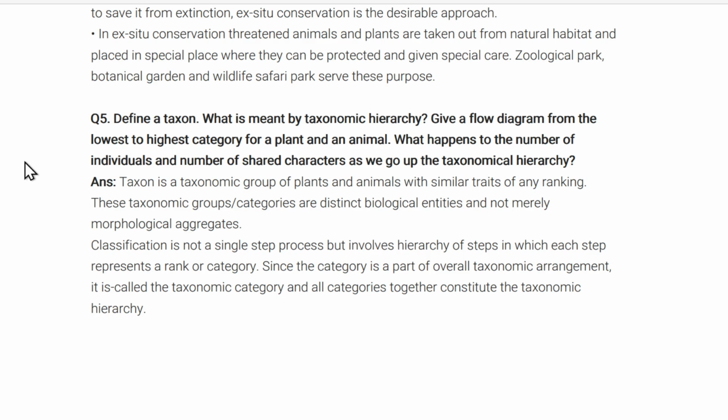Taxon is a taxonomic group of plants and animals with similar traits of any ranking. These taxonomic groups or categories are distinct biological entities and not merely morphological aggregates. Classification is not a single step process but involves a hierarchy of steps in which each step represents a rank or category. Since the category is a part of the overall taxonomic arrangement, it is called the taxonomic category, and all categories together constitute the taxonomic hierarchy.